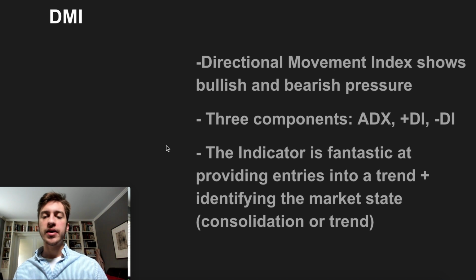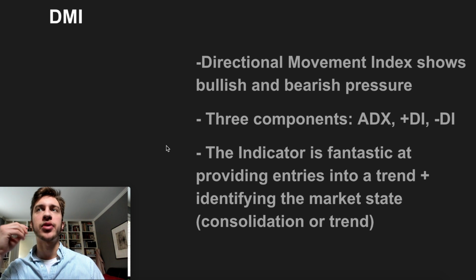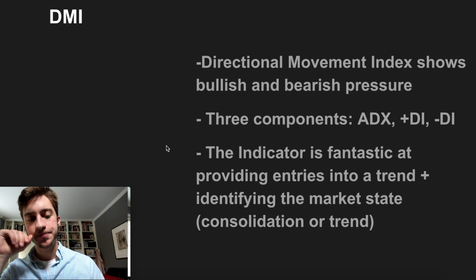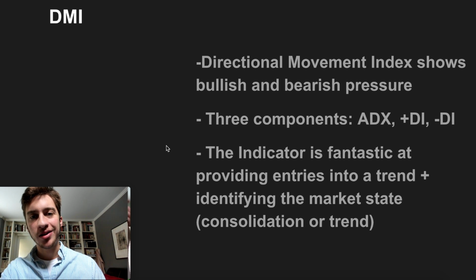So the DMI is an index that shows you bullish and bearish pressure, and also at the same time it shows you the market state. So with the values that the oscillator has from 0 to 100, certain values indicate that price is consolidating, and then other values indicate that price is breaking out or beginning a new trend. So you can think about it as an upgraded RSI, or an RSI with more detailed information.